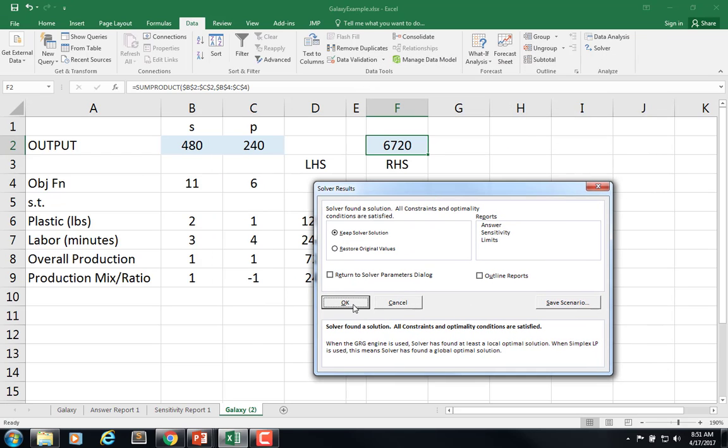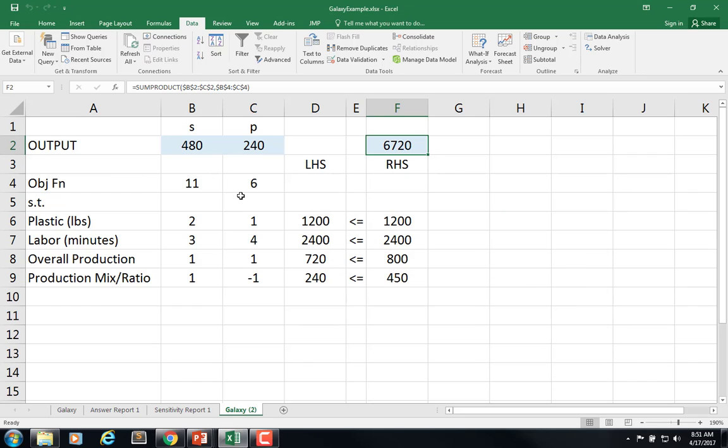Still getting the same solution, so that solution is somewhat robust, is what it's telling me. So again, if both things change, it's better to resolve it. All right, so now we're going to move on to looking at some other sensitivity analysis.